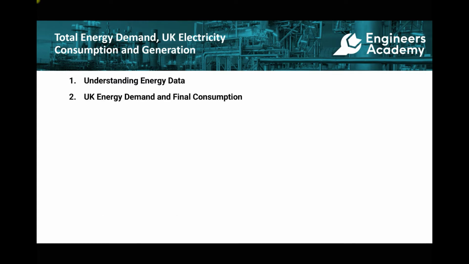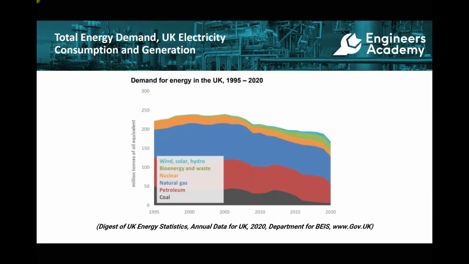So next then, let's look at some data for the UK energy demand and the final energy consumption. So here we see the demand for energy for the UK, and just to reiterate, this is energy demand, therefore it's equivalent to the primary energy consumption. Now, the first thing we notice from this data is that a significant amount of our energy comes from natural gas, somewhere in the order of 40%.